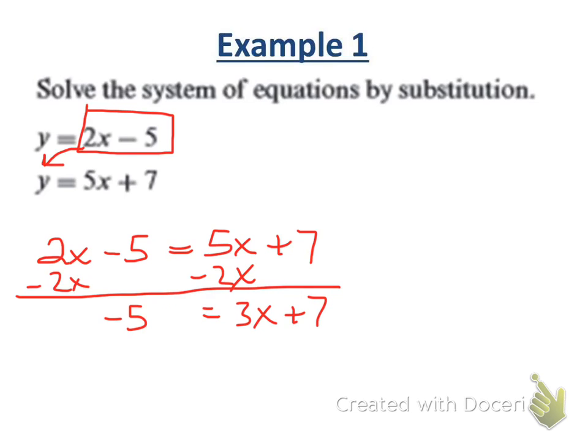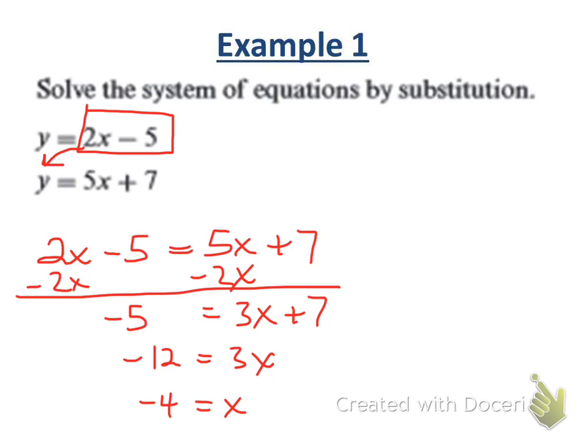Subtract 7 from both sides. That will give us negative 12 equals 3x. And x is equal to what? Negative 4. Is that my solution? No. Why not? Because it's not an ordered pair.